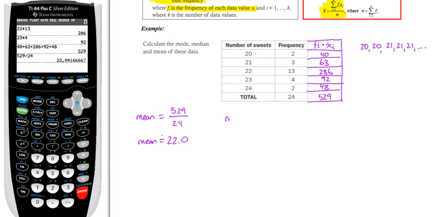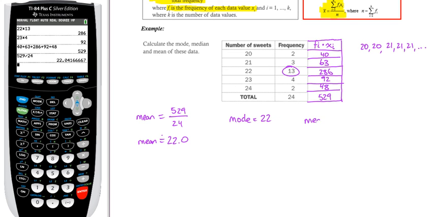The median is the most frequent value. So the frequency is highest when the number of sweets is 22. Oh, sorry, that's the mode. The mode is the most frequent value. So that occurs at 22.